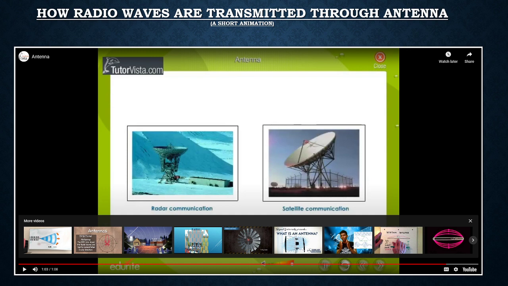Further, antennas are of two types: dipole and dish type. Dipole are used for the transmission of radio and dish type for radar communication and satellite communication. Now moving to the next slide.